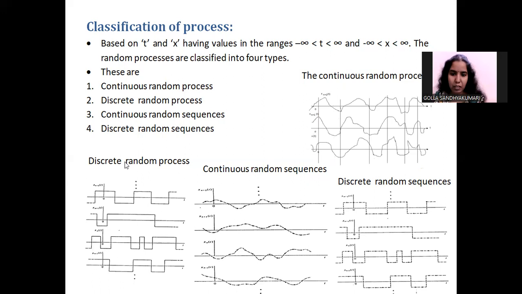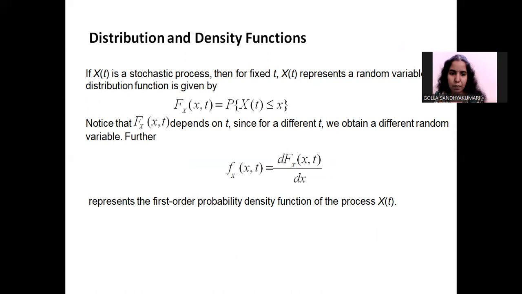Next one, distribution and density function. The density function and distribution function are related to each other, where the derivative of the distribution function is called the density function. The distribution function can be represented as F_X(x, t), and the density function can be represented with the help of the distribution function, that is small f_X(x, t) equals dF_X(x, t) by dx. So you can define it as the first order probability density function of the process X(t), where both these functions depend upon the random variable and time t.